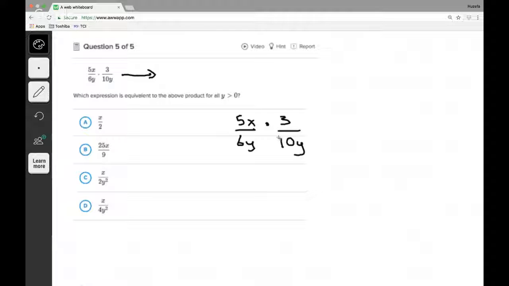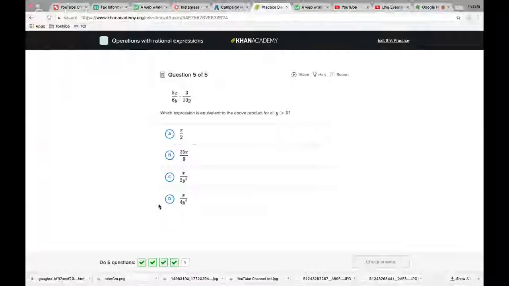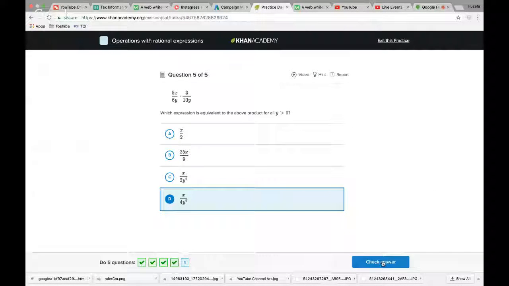So this 5 and the 10, we can cross simplify, divide both of those by 5. This becomes 1, this becomes 2. And we can do the same with the 3 and the 6, divide them both by 3, this becomes 1, this becomes 2. Now this is much easier. Now we have 1x on top over 2 times 2, y times y, 4y squared. That should be your answer. And it's the same as D, they just didn't write the 1. But that's it. D's your answer. So D is x over 4y squared. Let's go ahead and enter that and see how that goes.